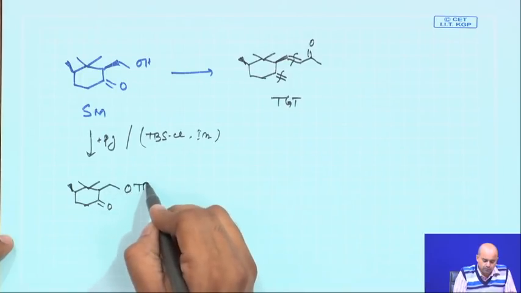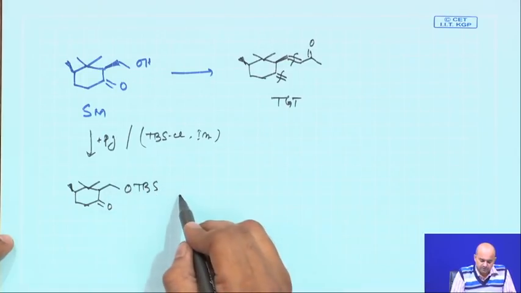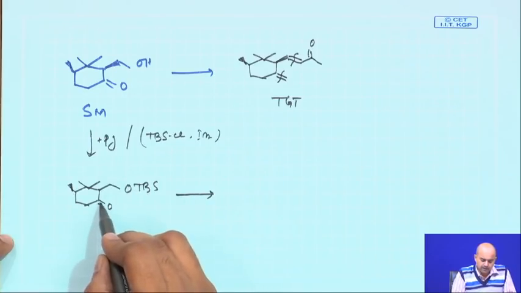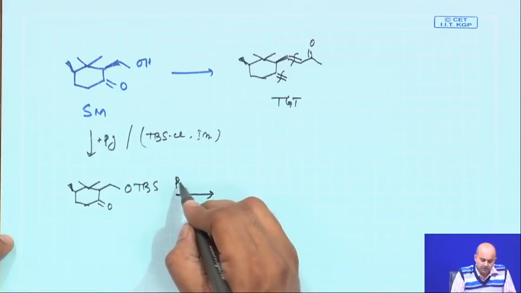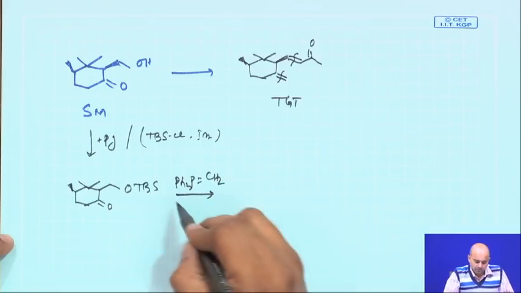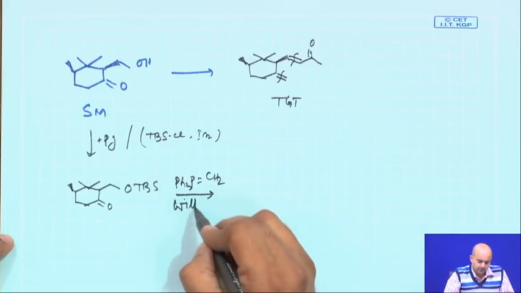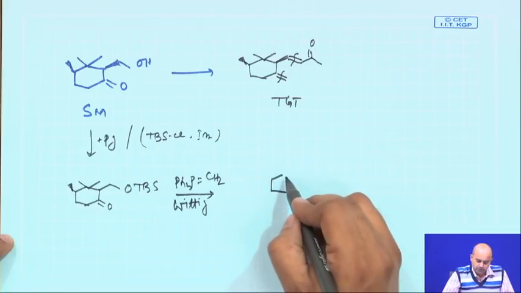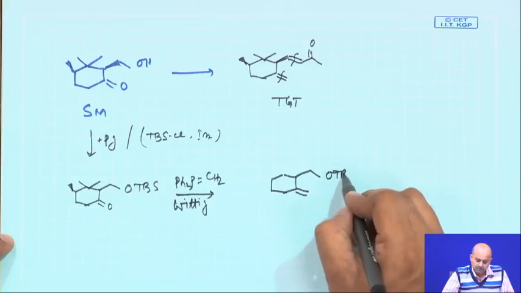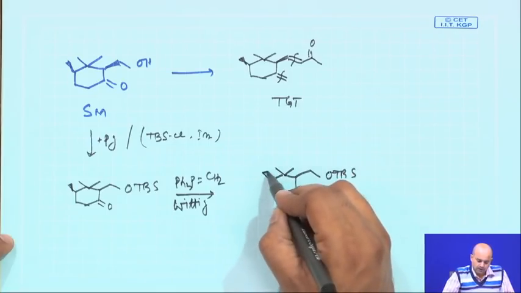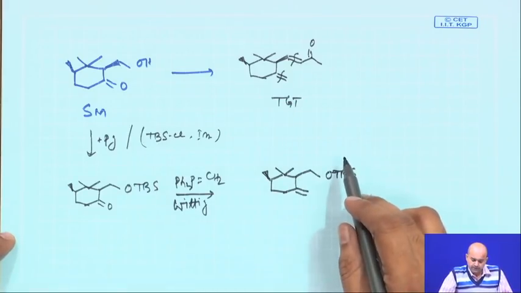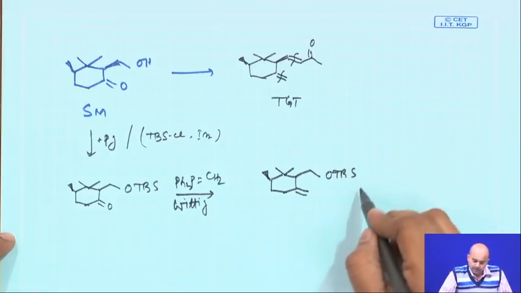So, that will basically give you the corresponding silyl ether. Now, this silyl ether, you are having a ketone. You do the 1 carbon Wittig reaction, 1 carbon Wittig transformation, that will basically give you the exocyclic methylene group. And now, once the exocyclic methylene group is there, you now next see what you need to do next.